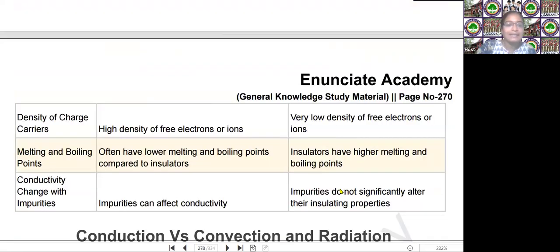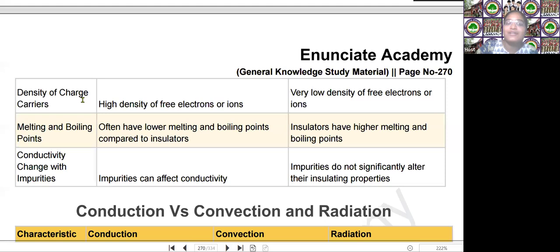Okay, and another quality is density of charge carriers. Okay, what is the density of charge carriers in conductors? Conductors have a high density of free electrons or ions. Okay, the conductors have a high density of free electrons and free ions, but the insulators have a very low density of free electrons and very low density of free ions.